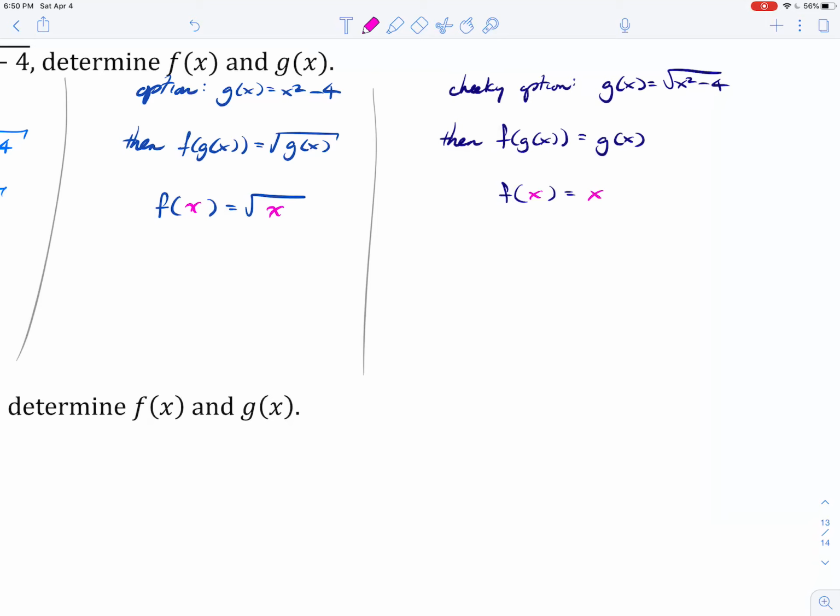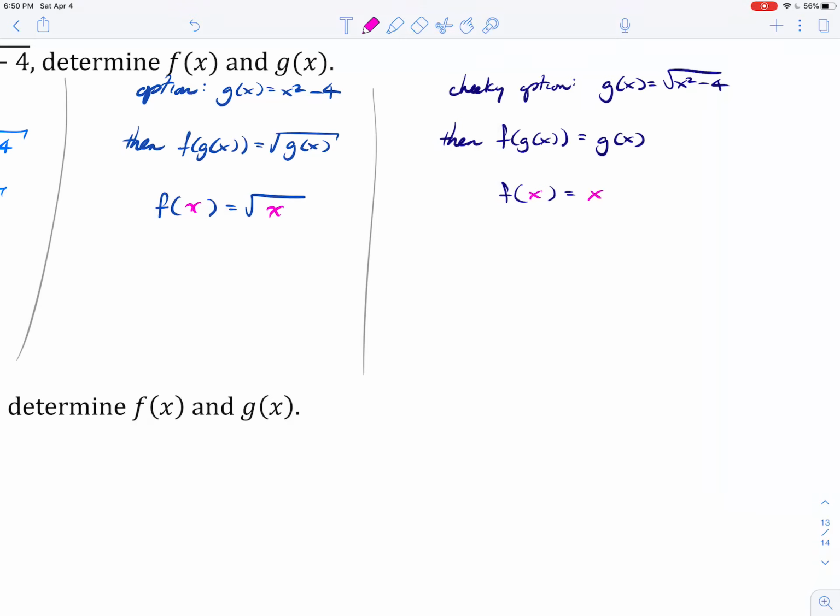It's so simple. It's kind of a little hack you can use if you're ever asked to provide f and g of x to give that composition. Let g of x be the function itself. Let f of x equal x. Shabam. You're done. There's 2 more to try.